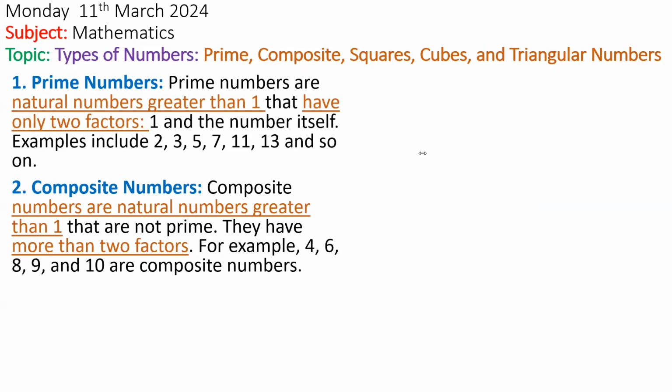It says here that prime numbers are numbers. Let me read this definition. Please write this down for me. It says prime numbers are natural numbers greater than 1.